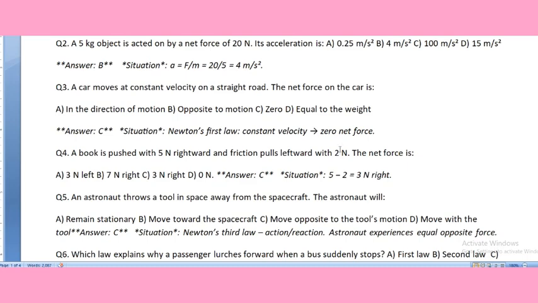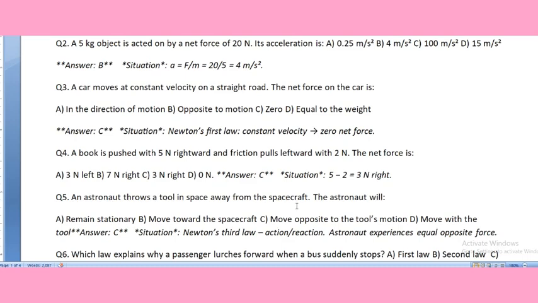From the given information, the applied force is 5 Newton and the frictional force is 2 Newton, which means the frictional force acts in the opposite direction of the applied force. When we subtract the frictional force from the applied force, as I am showing on the screen, 5 Newton minus 2 Newton is equal to 3 Newton in the direction of the applied force. So the correct answer is C.